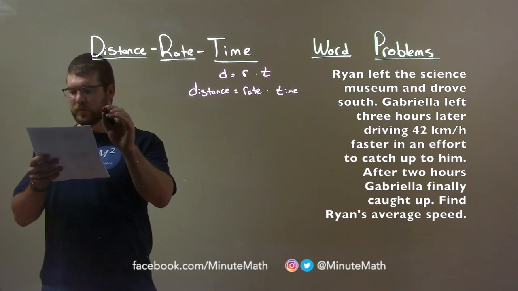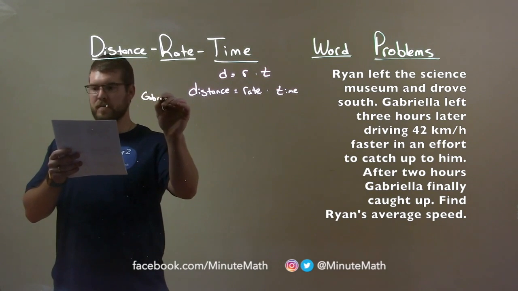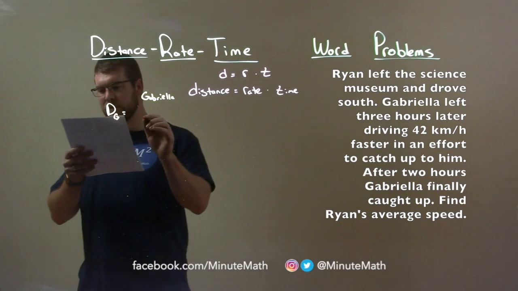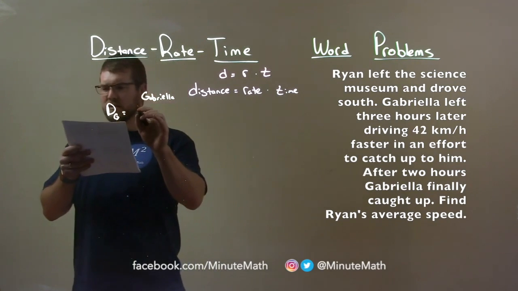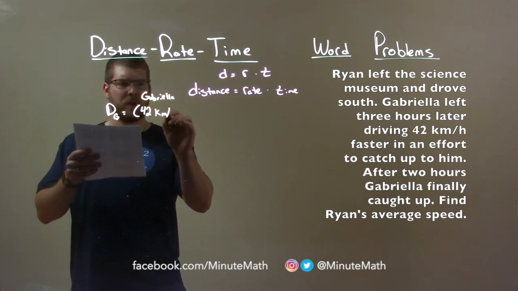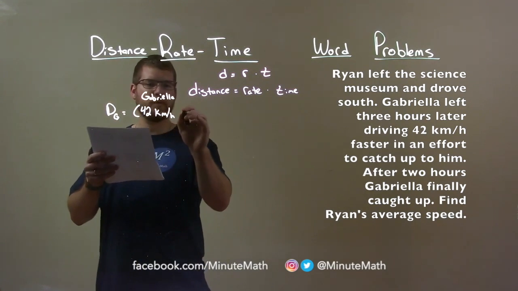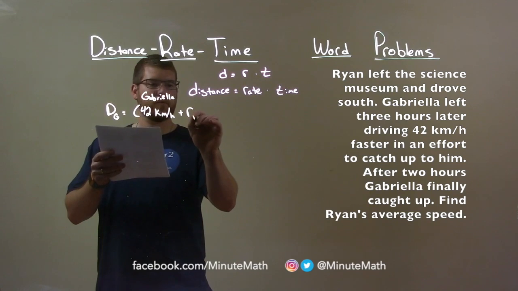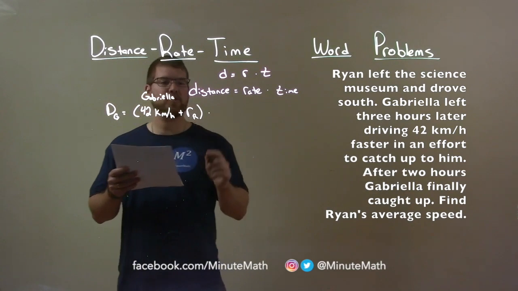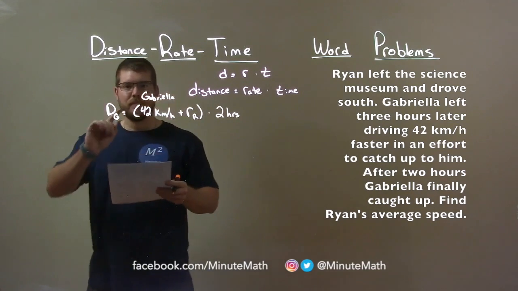Okay, we have the distance for, let's do Gabriella's over here. The distance for Gabriella is equal to, right? Well, the rate she's going is 42 kilometers per hour faster than Ryan. So 42 kilometers an hour plus Ryan's rate, that's our R, times how many hours? After 2 hours of driving, she caught up. Now, that's the distance for Gabriella.